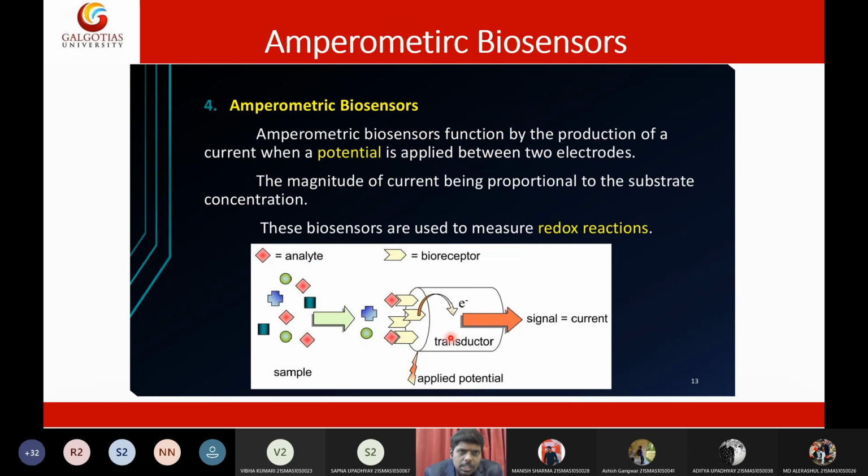Then amperometric biosensors. So amperometric biosensors means they are able to see the electric charge difference between two analytes. So usually this electricity will be measured in amperes. Okay, so the ampere difference between any two electrolytes can be detected by these amperometric biosensors. So these amperometric biosensors are used to measure redox reactions. So certain biochemical reactions, that means your automatic biochemical analyzers may rely on amperometric biosensors.